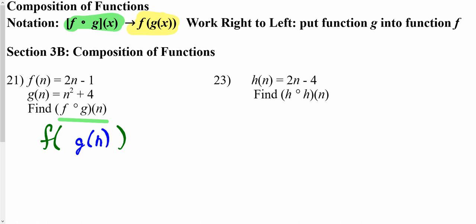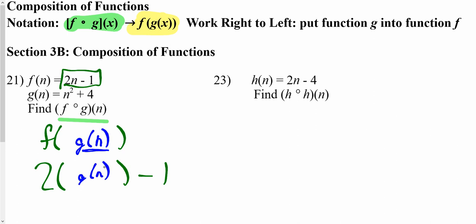Now, when I look at f up here, f just basically says 2 times my input minus 1. What am I plugging into f? Well, that's just this right here, which is g of h, or g of n. So I'm going to go ahead and actually plug in what g of n is. G of n is this here, so I'm going to take that and plug it in.